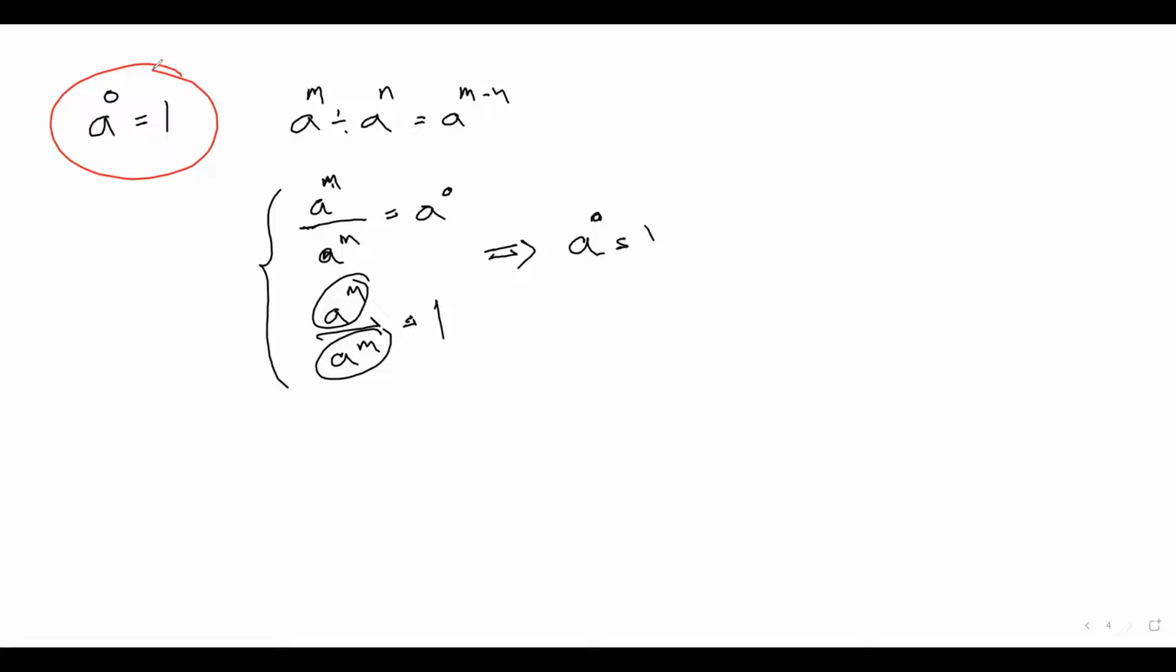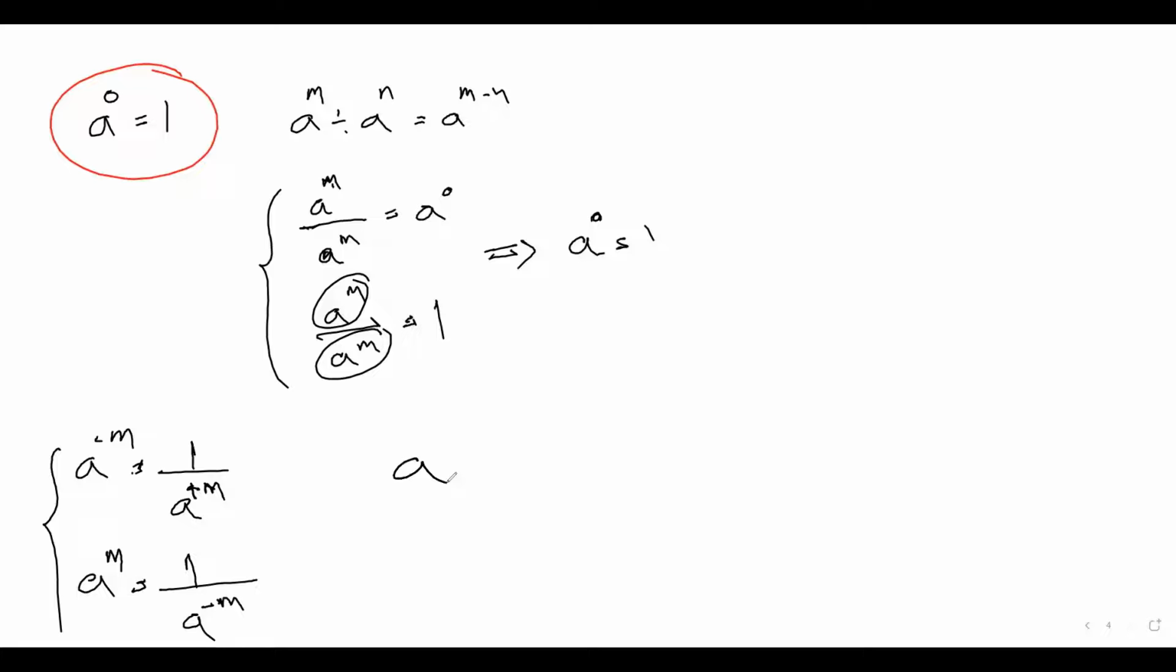Also, the negative index says that if you have a number with negative index, you can bring it down to the denominator, but change the sign of the index from negative to positive. If you have a number with positive index and for whatever reason you want to bring it down to the denominator, don't forget to change the sign to negative. So both of these statements imply the same thing. Now, how do we derive it?